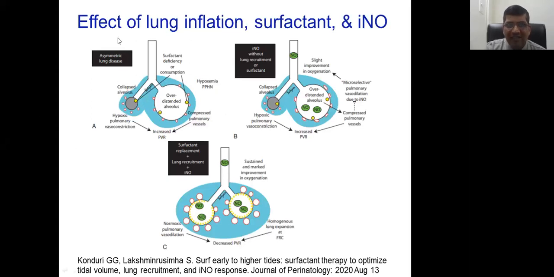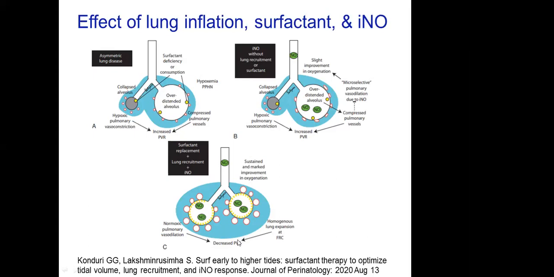If you see the lungs, in lung disease, naturally there is collapse, there is overdistension, and hypoxic respiratory failure leads to increased vascular resistance. If you use nitric in this lung without surfactant, some lungs are still collapsed. Still there is increased pulmonary vascular resistance. But if you use nitric after surfactant therapy, then you use the ventilation plus nitric, you have a fantastic opening of all the lungs, fantastic improvement of oxygenation, and you have a decreased PVR in these babies. That is what we are talking about.